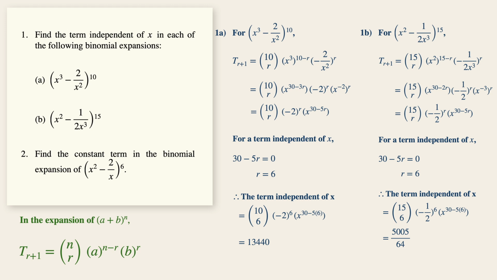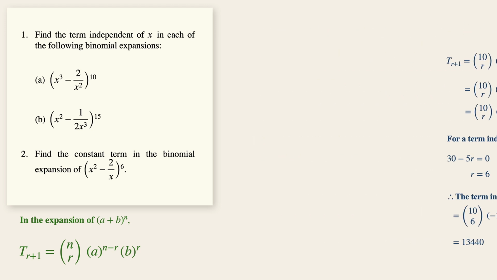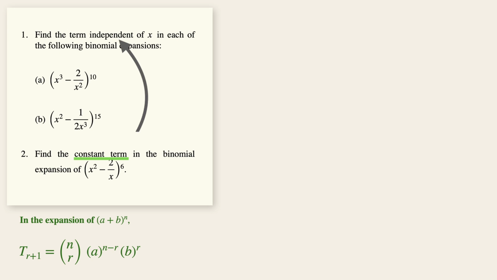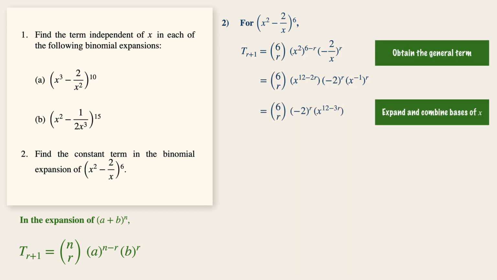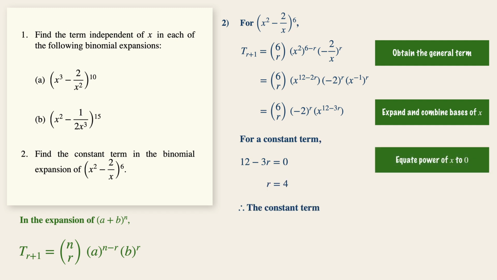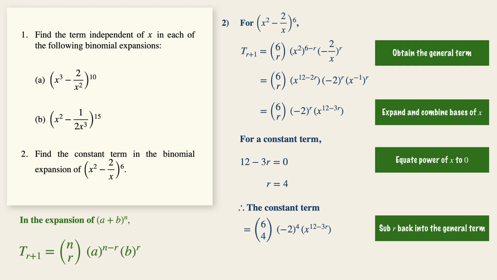Now how about the last example over here? Now we want to get the constant term. Now the term independent of x is also called the constant term. Since it does not have a variable in it, it's like a synonym for an independent term. Again, the method here is to get the general term first. Now expand and then group all the x's together. Equate the power of x to 0 to get r. And then substitute this value of r back into the general term so that we can get the constant term, which is 240.